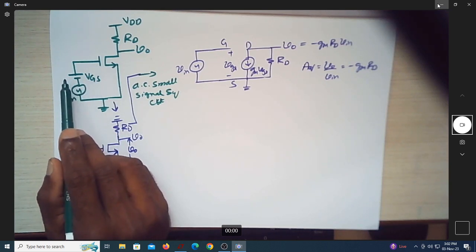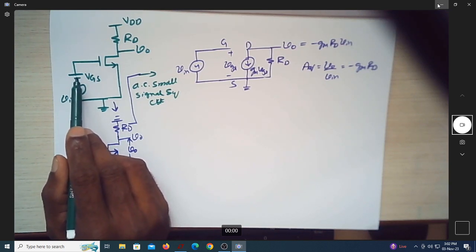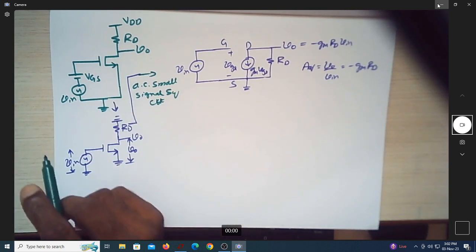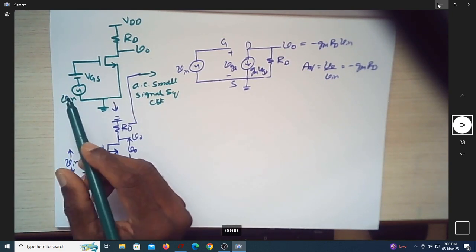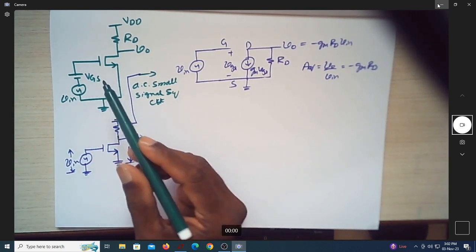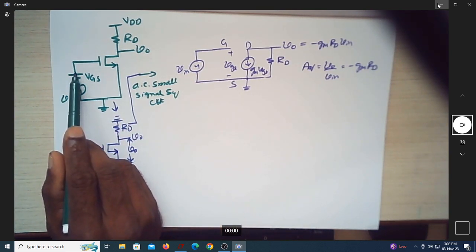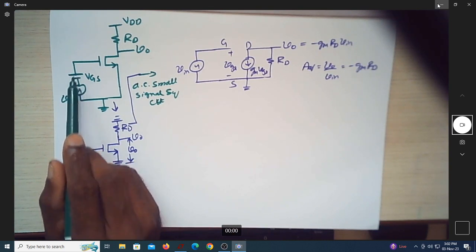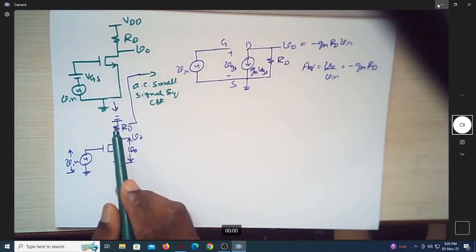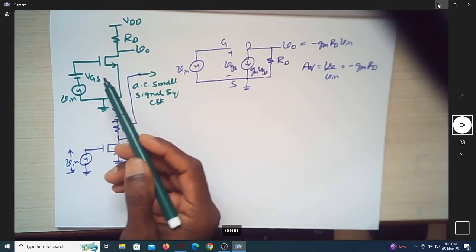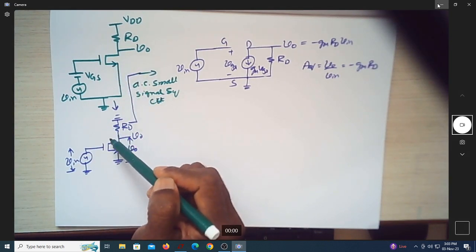So then we connected it through a DC source to shift the waveform from 0 to some DC voltage, and then we could write its AC equivalent model by shorting the DC voltage sources. This has been shorted and this has been made ground. This is the immediate equivalent circuit.